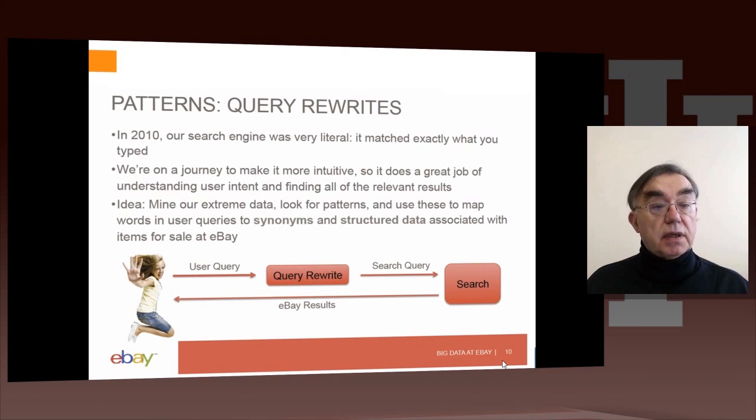So here's an example Williams gives of patterns, which is the so-called query rewrite example. It shows how they take a particular query and generalize it to make it more effective based on previous use of that query. As he says, just 3 years ago, in 2010, their search engine was a very, very straightforward search engine that took what you typed and matched it to what it knew and gave you a response. Unfortunately, still many search engines do that.